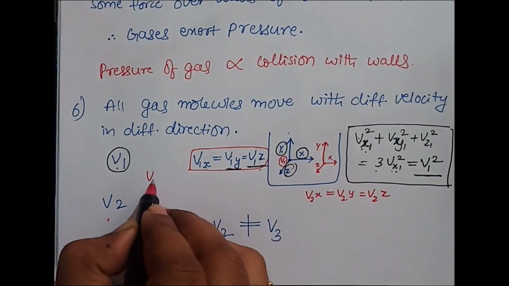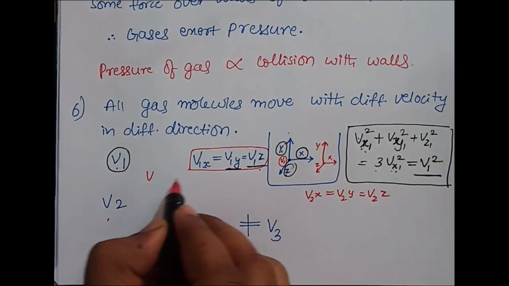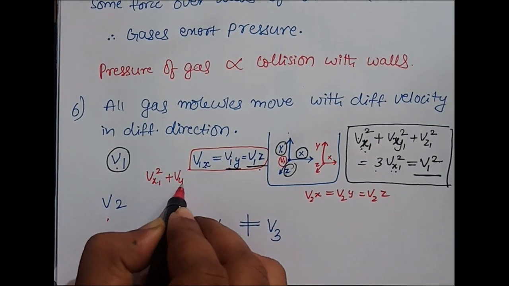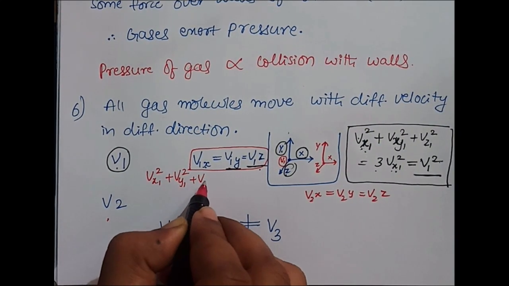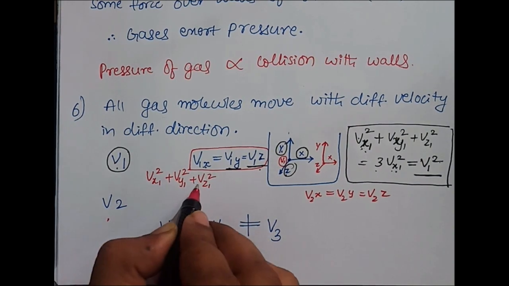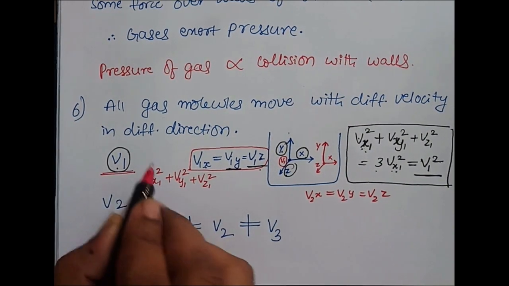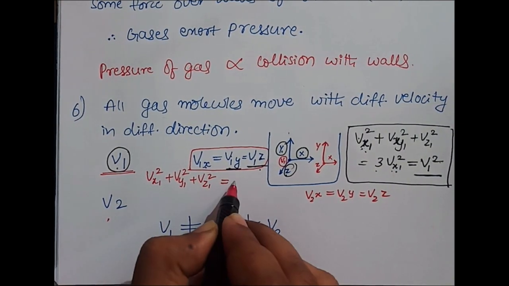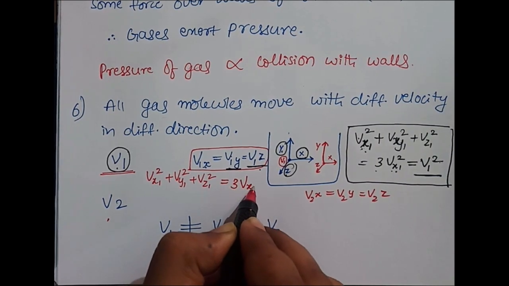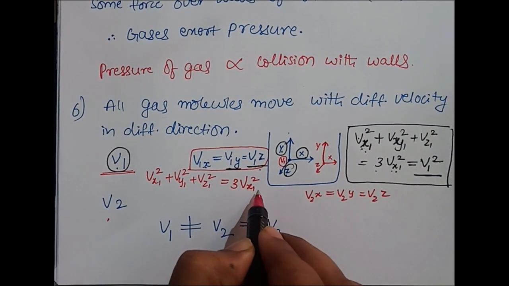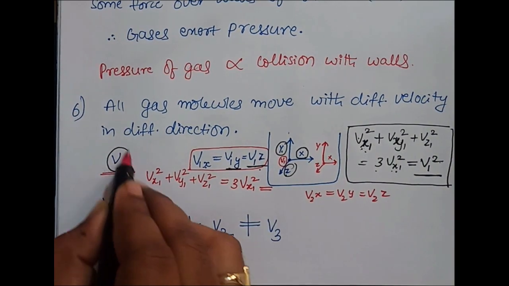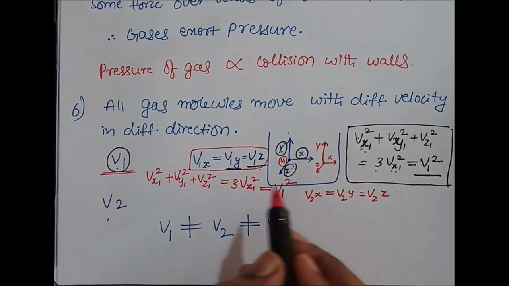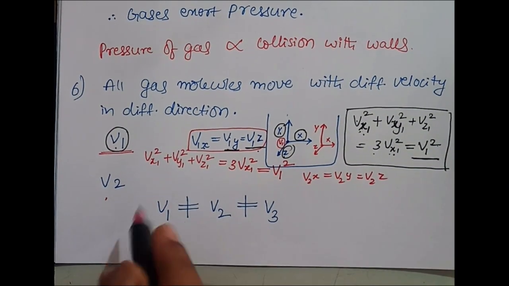The velocity of molecule V1 is the same in all directions, that's why vx1 square plus vy1 square plus vz1 square are all equal. This is the same molecule, I'm talking about v1, and in all directions it is the same, so I can write that all are equal. So I can write 3 vx1 square, or you can say 3 vy1 square, which is equal to the total velocity of the molecule, that is v1 square. So keep that in mind. The same thing you can apply for v2 also.